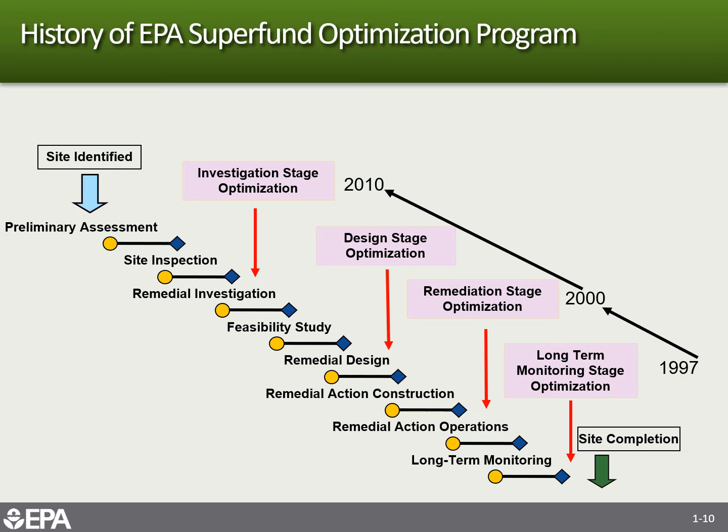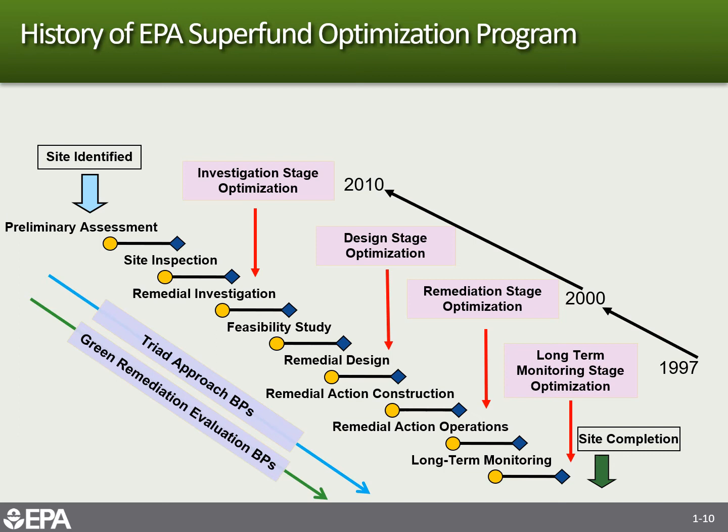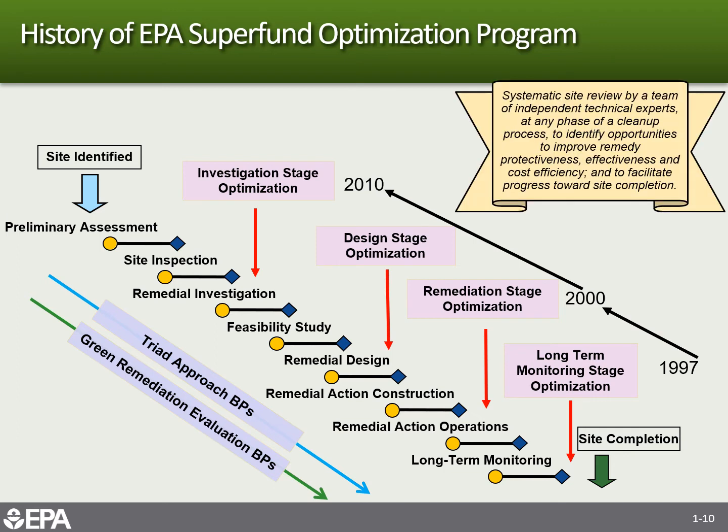In fact, by 2010, the OSWER, the Office of Solid Waste and Emergency Response Assistant Administrator, noticed the successes that the Superfund program was having with optimization and requested the development of a national strategy. And by 2012, EPA released a national strategy to expand Superfund optimization from site assessment to site completion. And today in the Superfund program, obviously, we fully implement optimization. Of course, anywhere along that process, you can include triad approach, best management practices, and green remediation, some of the best practices that go with our green remediation evaluation efforts.